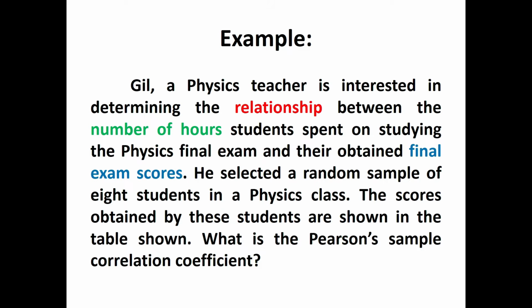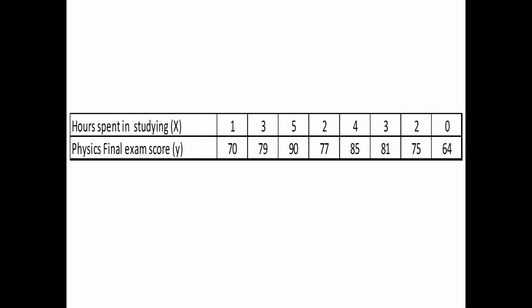Okay, so what did Hill, or the physics teacher, do? He selected a random sample of 8 students in a physics class. The scores obtained by these students are shown in the table. So what is the Pearson's sample correlation coefficient? So ano kaya ang magiging answer? So we have here the table. Okay. So the students of Hill, only 8 students of Hill for physics class.